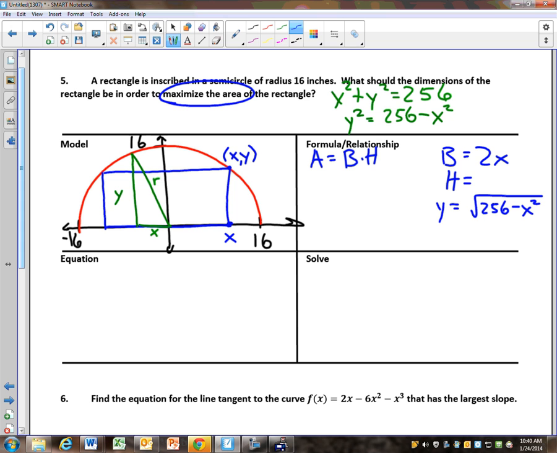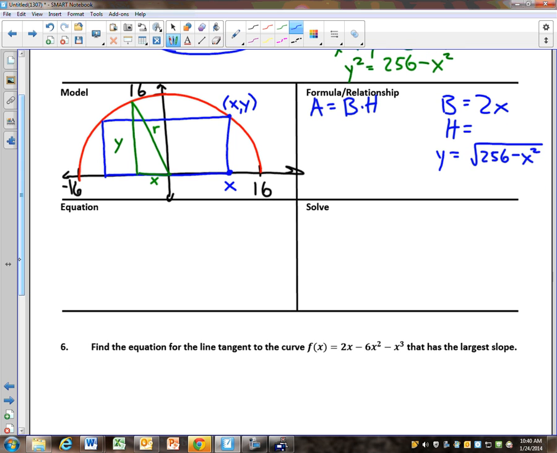Yep, so we have the square root of 256 minus x squared. That is our function. So that's the height. As we do our equation, we have area in terms of what variable? Area in terms of x is equal to 2x times the root of 256 minus x squared.